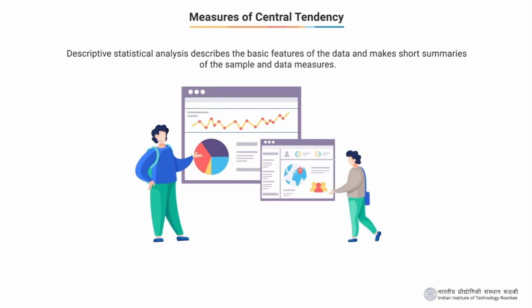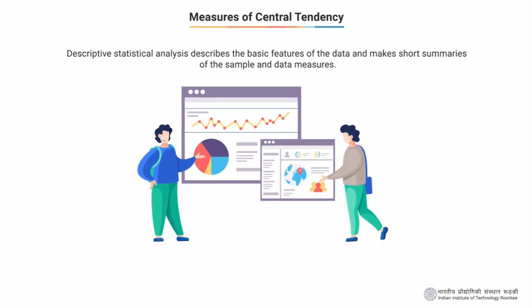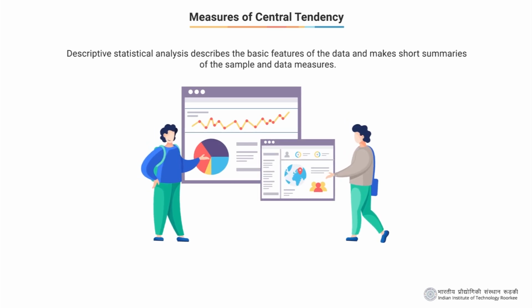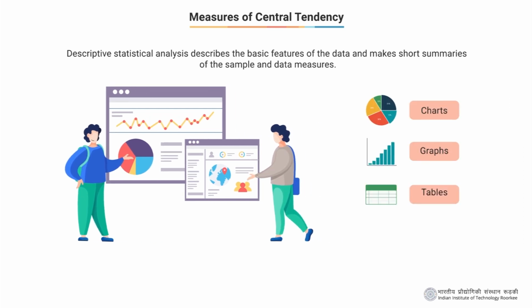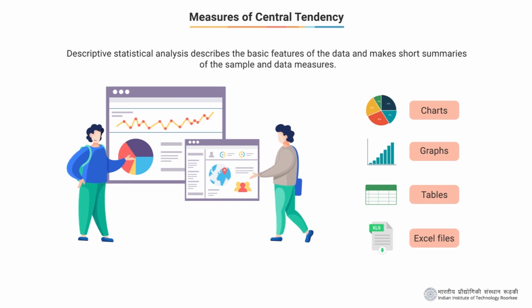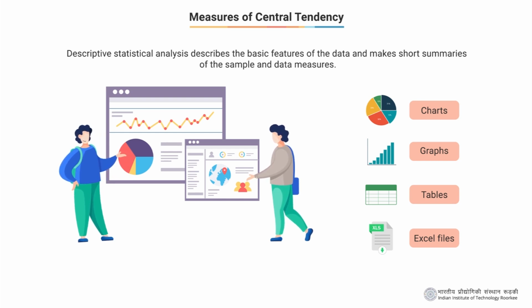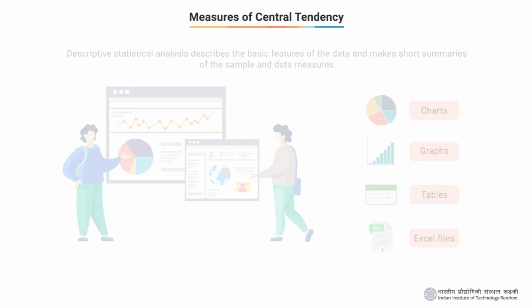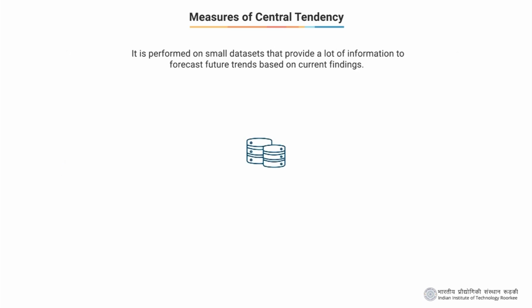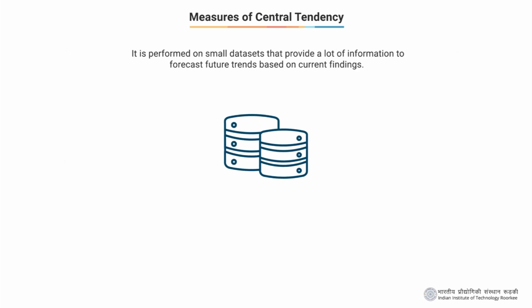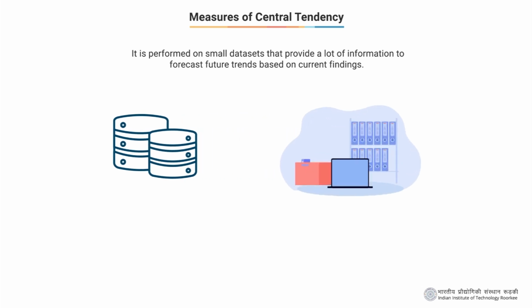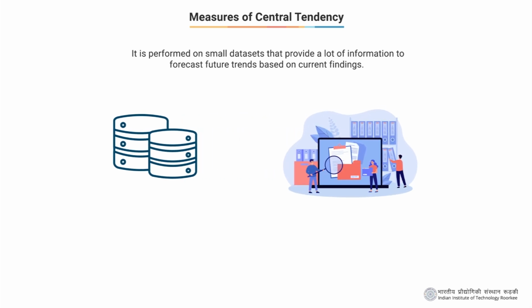Descriptive statistical analysis helps to describe the basic features of a dataset and generate a short summary of the sample and measures of the data. In descriptive analysis, we describe our data with the help of various representative methods like charts, graphs, tables, Excel files, etc. and present it in a more meaningful way to be easily understood. Most of the time, it is performed on small datasets, and this analysis helps us with a lot of information to predict future trends based on current findings.